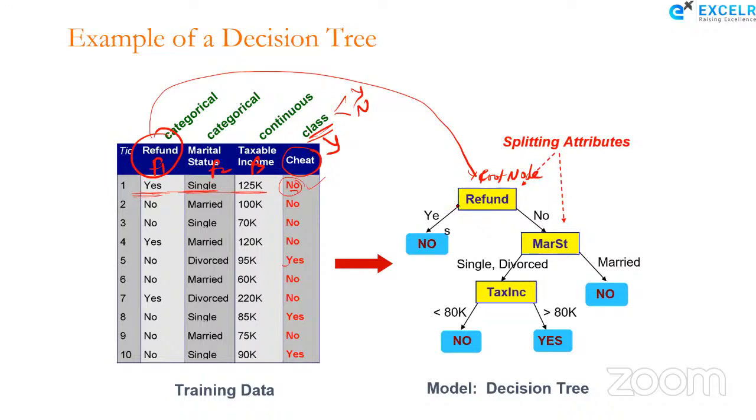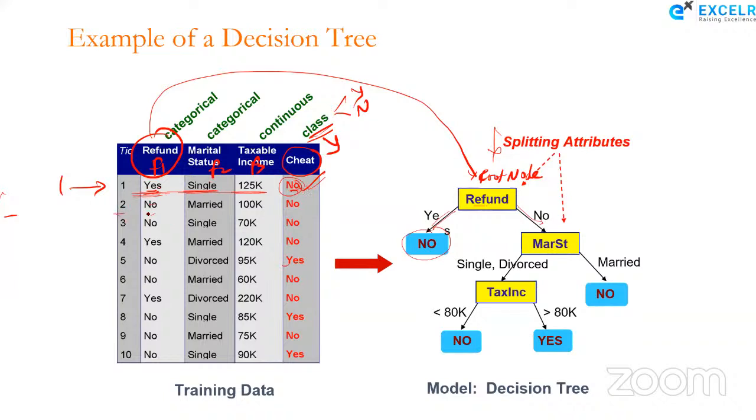Then how many distinct values do we have in the refund column? We have yes and no, so I'm going to have 2 branches. Now what is the first record saying? The refund is yes. So when I pass this first data point through the tree, it goes to the refund yes branch. What is the leaf node? No. So if this person is expecting a refund, he will not cheat the income tax department. I can directly put no, and the classification task will be done.